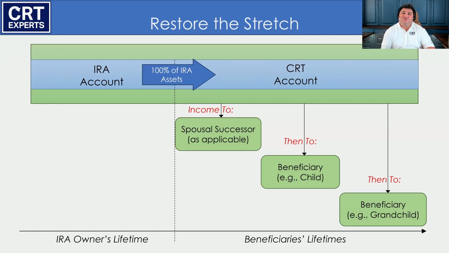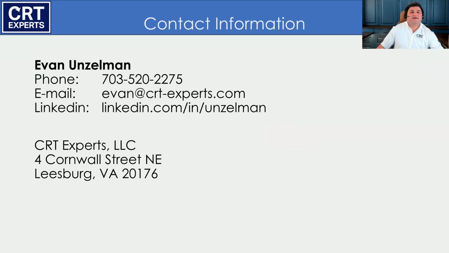There are different considerations we need to make as far as how we're structuring the CRT. We need to take advantage of what that IRA owner, what that donor wants us to take advantage of, to maximize what they're looking to maximize. So hopefully this has been a helpful overview for everyone. Again, any questions, stretch replacement related, administration, selling an income interest, CRT rollovers, any CRT question that pops up, don't hesitate to reach out to us.